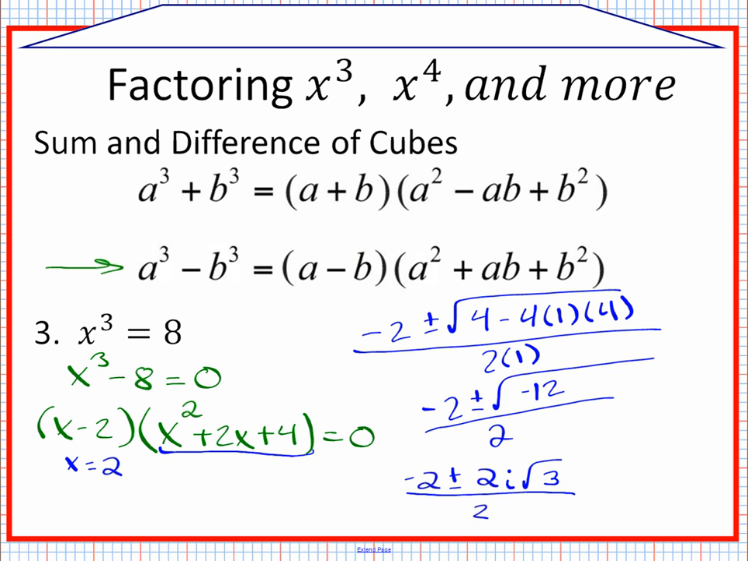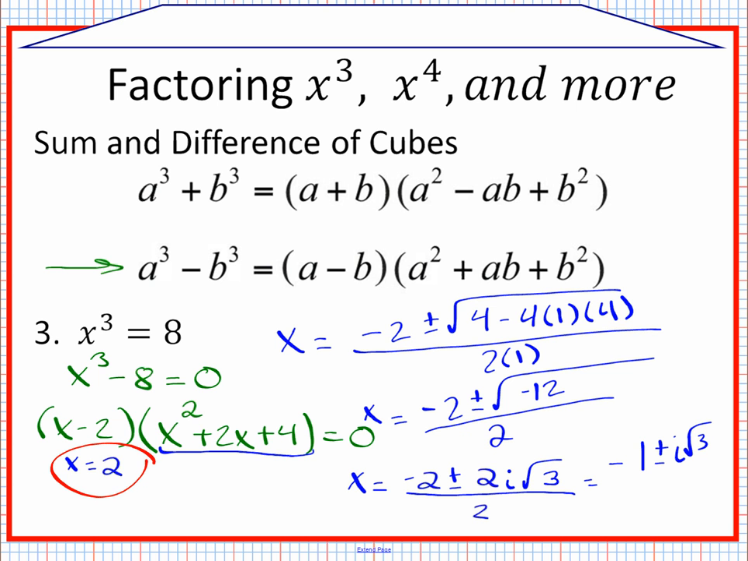Now I'm going to remember that the quadratic formula gives me all of my solutions, which are x values. And I'm going to reduce this to get negative 1 plus or minus i root 3 over 1, or negative 1 plus or minus i root 3. So now I can finally see my 3 solutions.